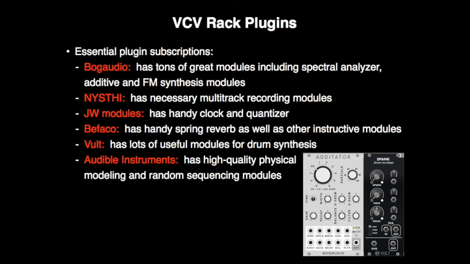Then there's JW Modules, which has a handy clock and a nice quantizer. Bafaco, which has a handy spring reverb, as well as some other modules that are pretty instructive and we might use for some examples. Vult has a lot of useful modules for drum synthesis. There's one pictured there on the slide on the right, a drum envelope. So we'll definitely look at Vult later in the class. And then Audible Instruments, which just has a ton of high quality physical modeling and random sequencing modules, all of which are based on actual hardware synthesizer modules. So those are some great ones there.